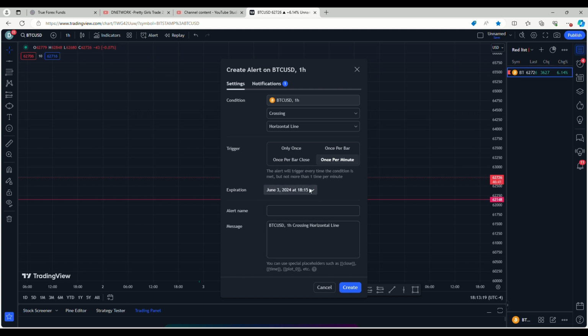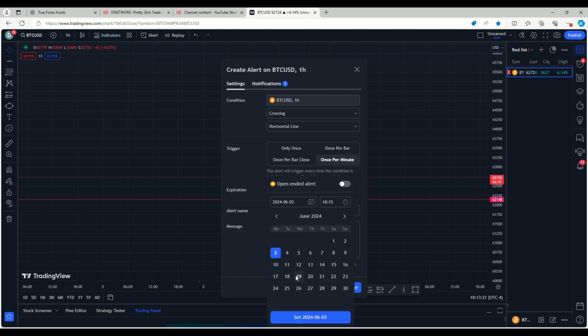Okay? The expiration date, I like to put the furthest expiration date possible because at the end of the day, if you're marking up daily, it won't even matter. All this is going to be deleted anyways. So I want to make sure that whenever price gets to where I said it was going to go to, I need to be known. I need to be notified. Okay?